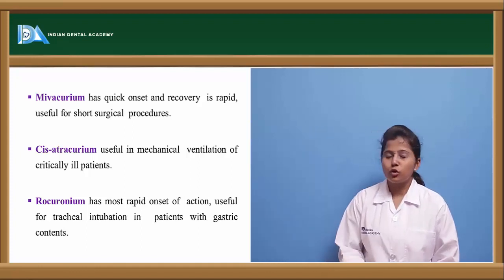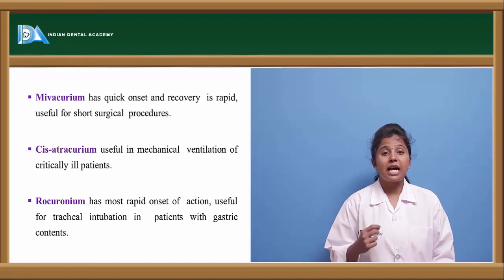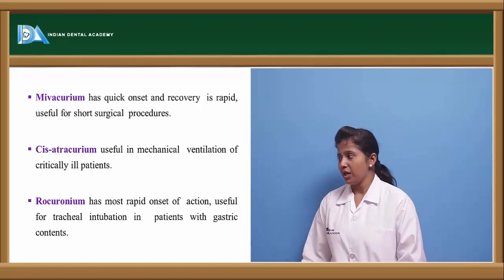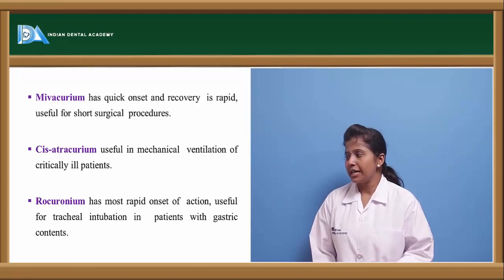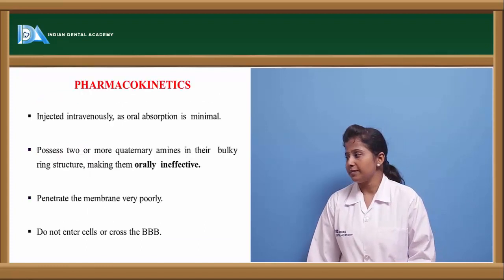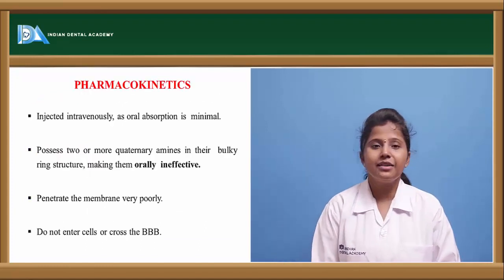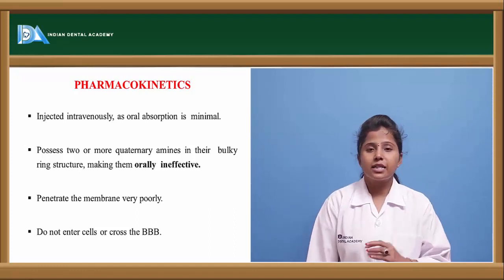And rocuronium. Rocuronium is also one of the neuromuscular blocking agents which has a rapid onset of action, and this is also useful in tracheal intubation as well as for persons who are suffering with gastric disturbances. Let us see the pharmacokinetics of these drugs. Mostly the drugs are short acting drugs.